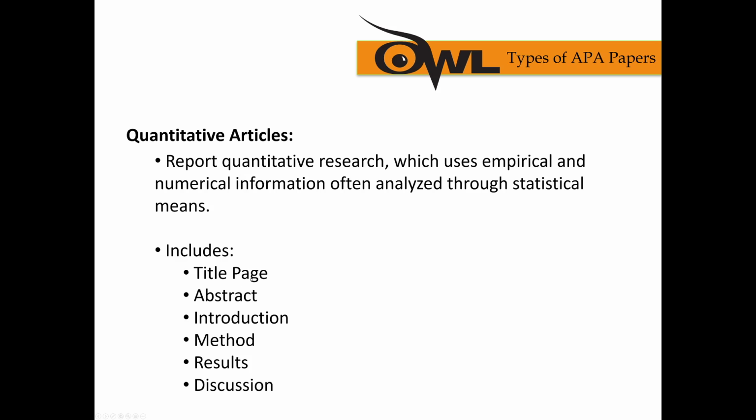The abstract is used for readers who are sifting through a library database and trying to decide whether or not they want to invest more time and read the whole thing. So the abstract is quite clear. Introduction, method, results, and discussion. Now, the next type, when we look at qualitative articles, it isn't too much different from the quantitative structure.